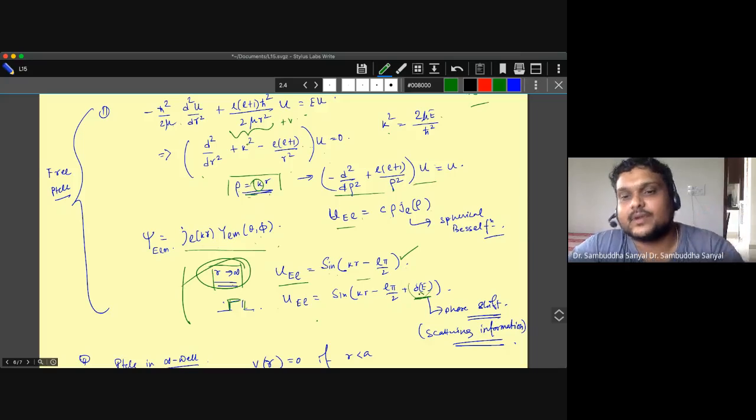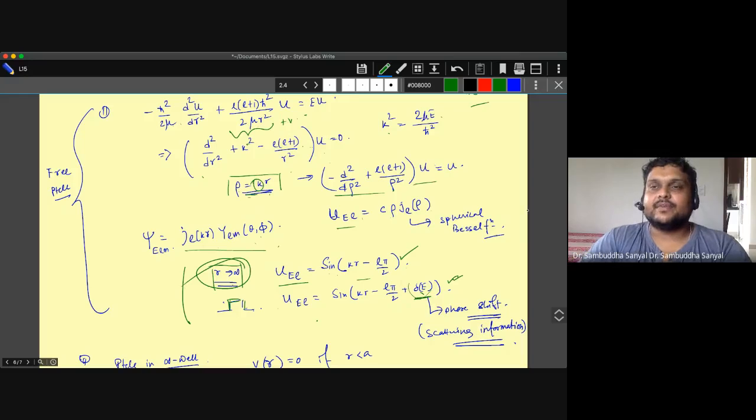But if it encountered a potential somewhere, it will have this form. So that means, just by looking at the scattered wave function, or just the wave function at infinity, you know what happened, or you know information about the system in some finite localized region far away from where you are observing. And that is the heart of all the scattering experiments.